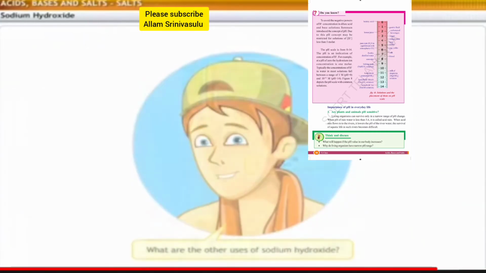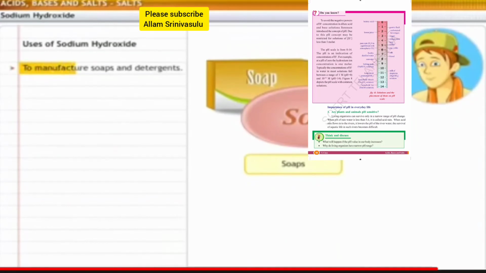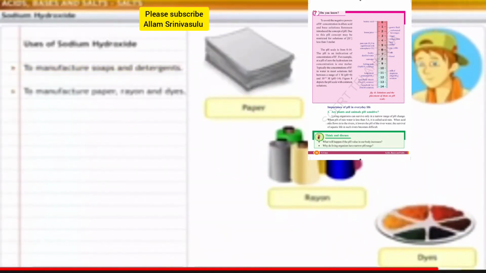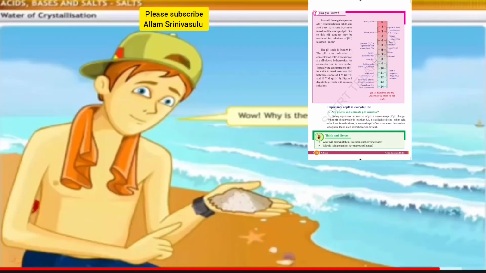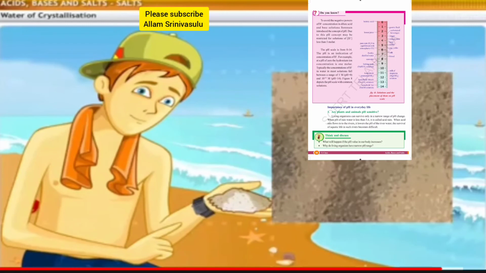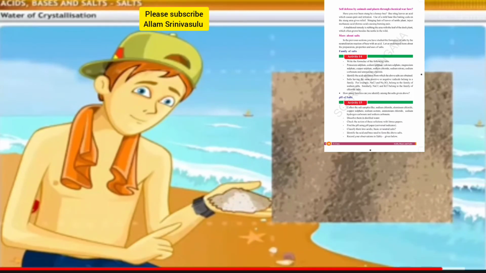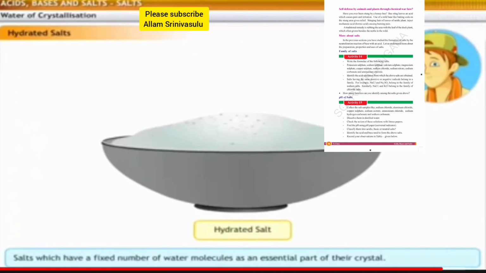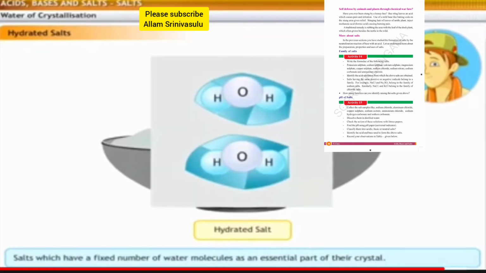What are the other uses of sodium hydroxide? Sodium hydroxide is used in soap, rayon, nylon and dyes. Salt irritates, and irritation is formed in the soap. Hydrated salt is present, and shiny sand also appears in a shiny color because salt is present in the crystal.